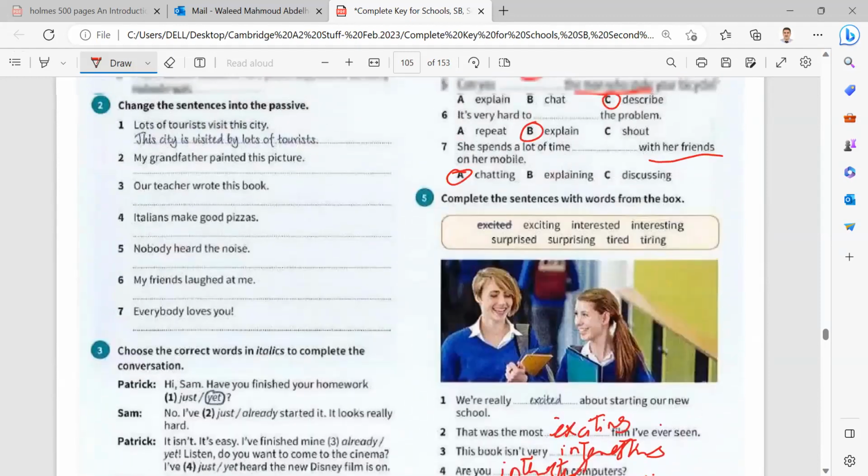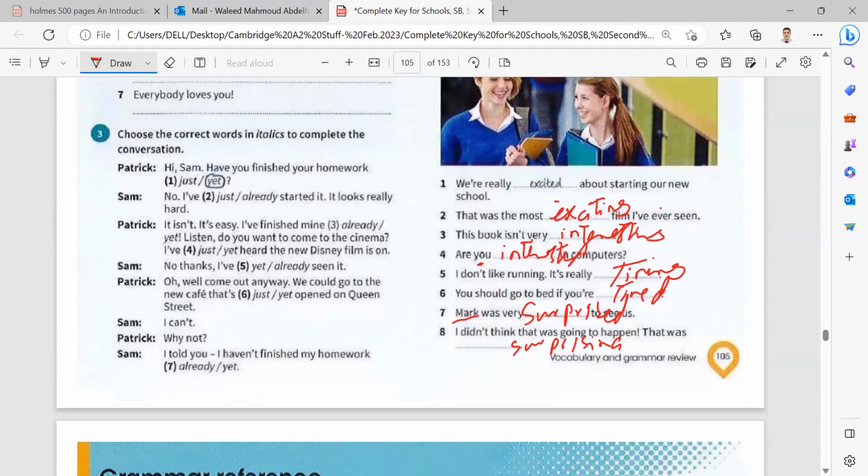So, yes, what about question 3? This is about using the present perfect with yet, just, already. Okay. Yes. Hi, Sam. Have you finished your homework yet? No, I've already started it. Okay. Hey, it isn't. It's easy. I've finished mine.